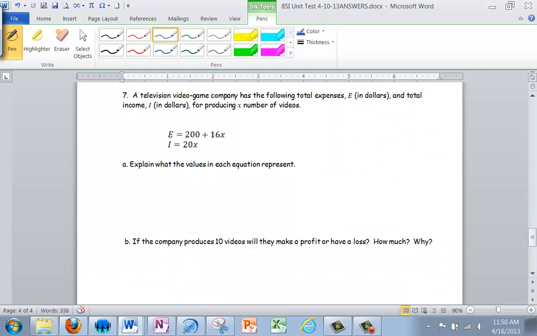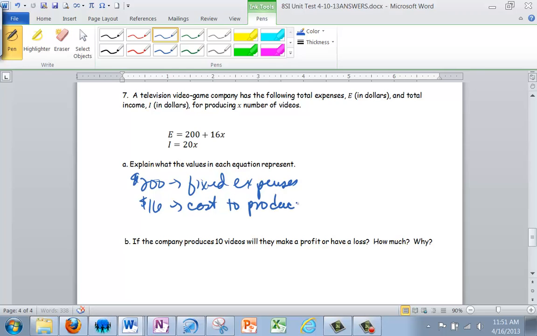Okay, the big television video game problem. In each of these, let's see, 200 stands for the fixed expenses or something like that. The 16 is the cost to produce each video, and the $20 is the cost when selling each video.